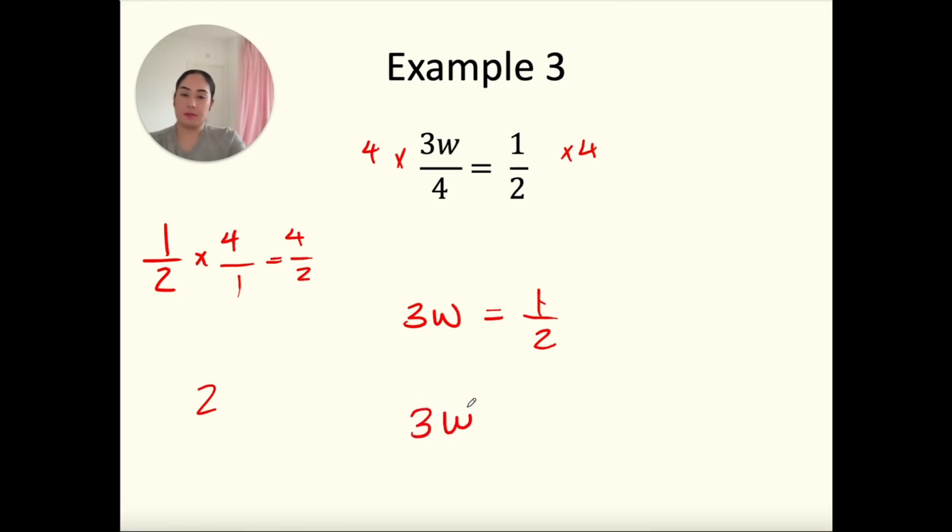So we have 3w is equal to 2, and then to isolate the w, we're going to divide both sides by 3. So we're left with w is equal to 2 over 3, and it's perfectly fine to leave your final answer as a fraction.